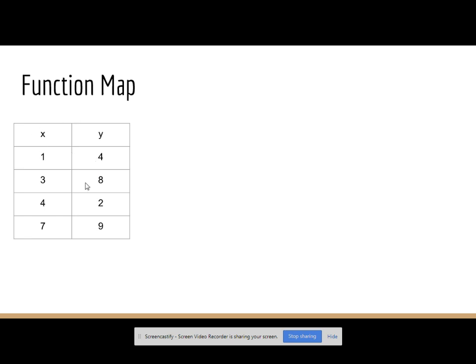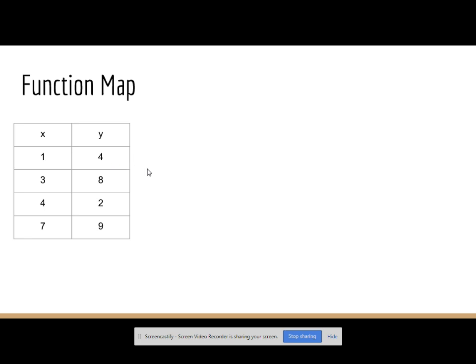I don't know if it's time or what's going on here, but when 1 is put into this function, 4 comes out. When 3 gets put in, 8 comes out. When 4 gets put in, 2 comes out. When 7 gets put in, 9 comes out. So our input values are typically the x values, and the output values are typically the y values. So we got our input and our output, and there's something going on that's taking this input and creating this output. I don't know what it is, and that's okay.